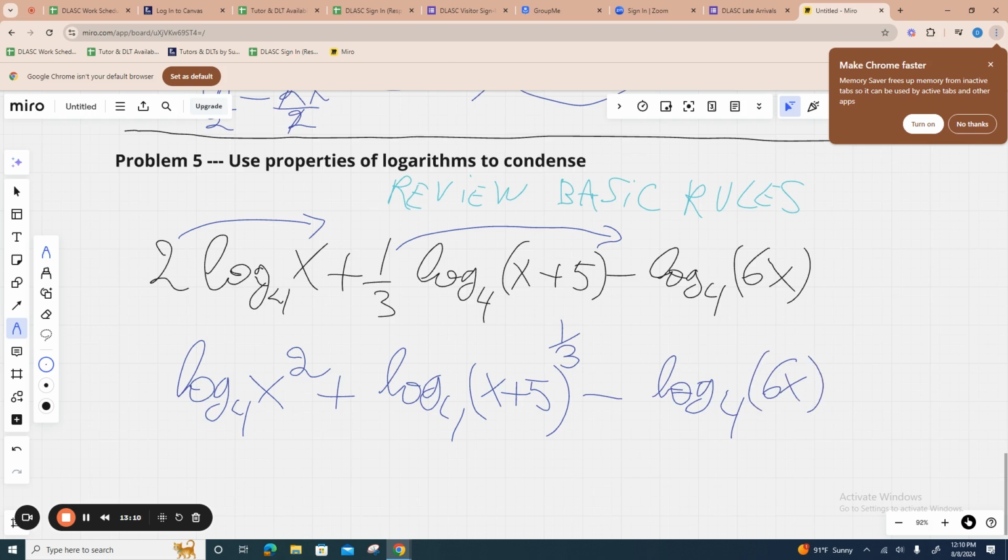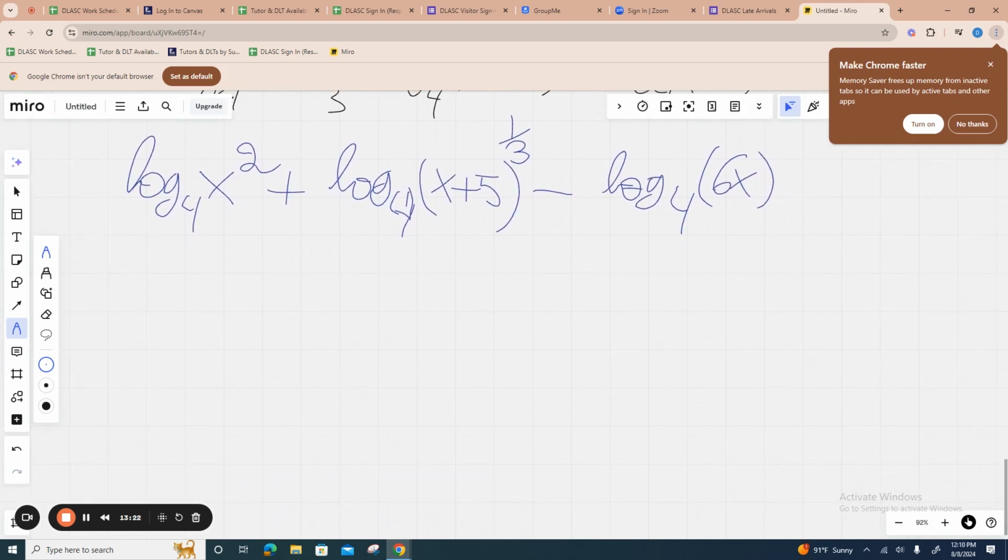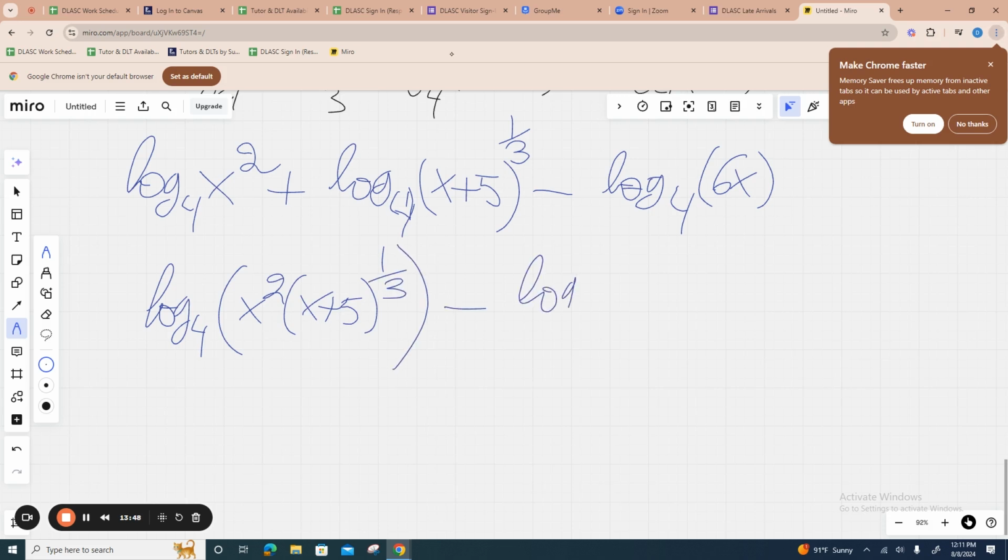And remember, we're not expanding. We're trying to get it all together. That's what condensing means. So that plus is going to be multiplication. That minus is going to be division inside of our logs, as long as it's the same logs. And in this case, we all have log base 4, so it's the same logs. So let's do the first two. We can multiply them in there because there's a plus. So this is log base 4 of x squared times x plus 5 to the 3rd, all of that in there. And we still have this minus log base 4 of 6x.